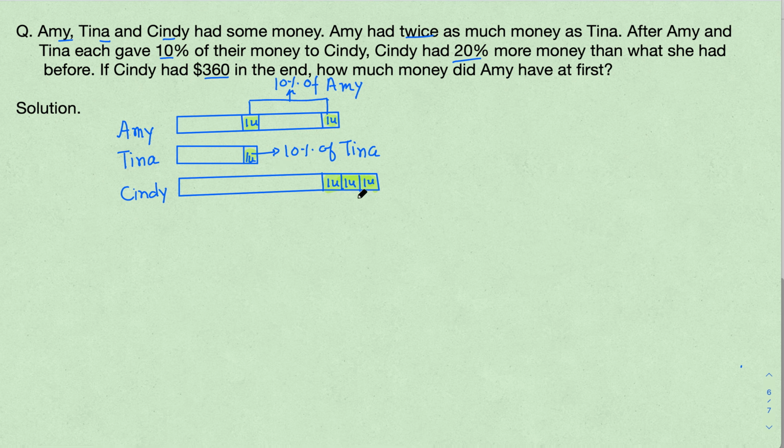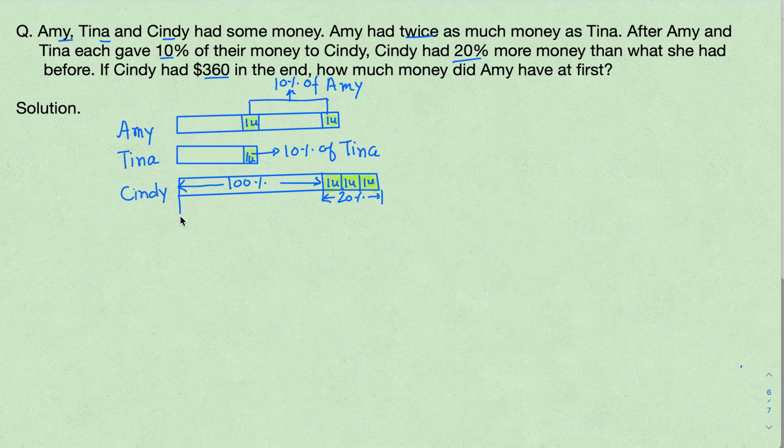Now after receiving this money, she became 20% more. That means, what was 100% of Cindy? This was Cindy's money, right? Before she received anything from Emmy and Tina, this was Cindy's money. So that is her 100%. This amount, which she had at first, was Cindy's 100%. And after receiving these 3 units from Emmy and Tina, she became how much? She got this much, right? She increased by another 20%, the amount of her money had increased by 20%. So this is 20%, right?